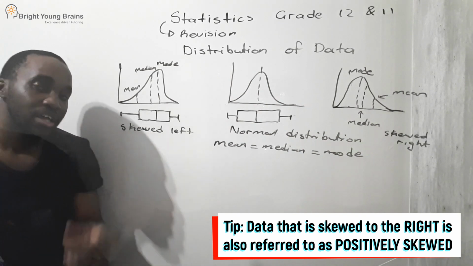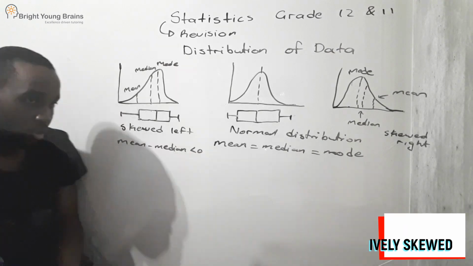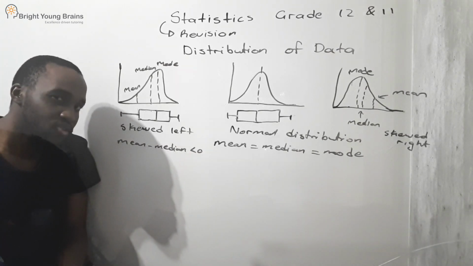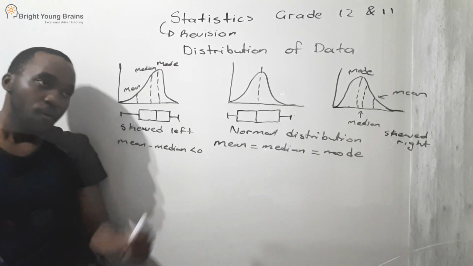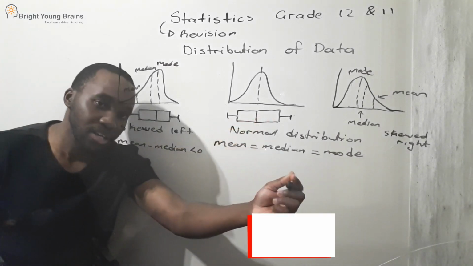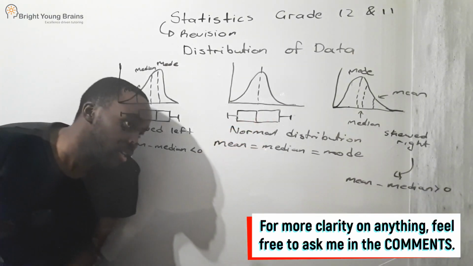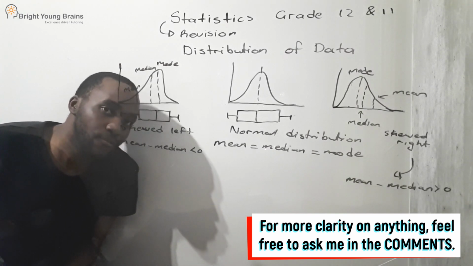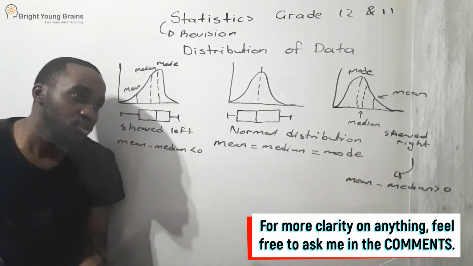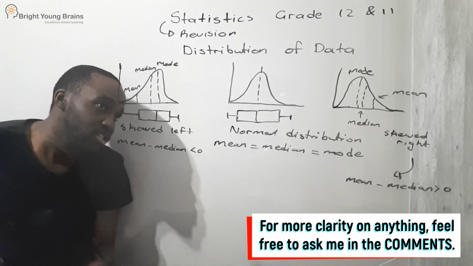if you have values to verify with. Now, for data that is skewed to the left, your mean minus your median should just be smaller than 0. For data that is skewed right, your mean minus your median should just be bigger than 0. So in terms of the distribution of data, this is what you somewhat need to know.